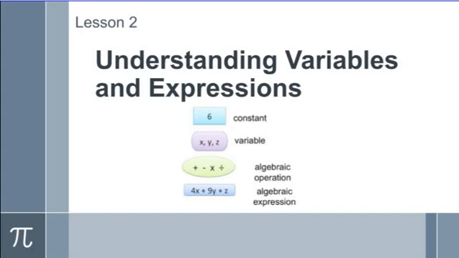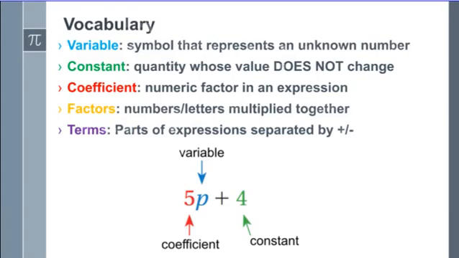Lesson 2 is understanding variables and expressions. Some vocabulary words. We have variables, constants, coefficients, factors, and terms. This lesson is very important that you understand what these terms mean. So a variable is any symbol that represents an unknown number. Usually your variables are letters.